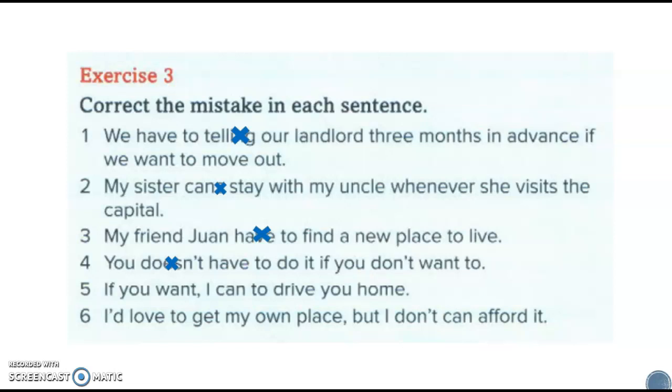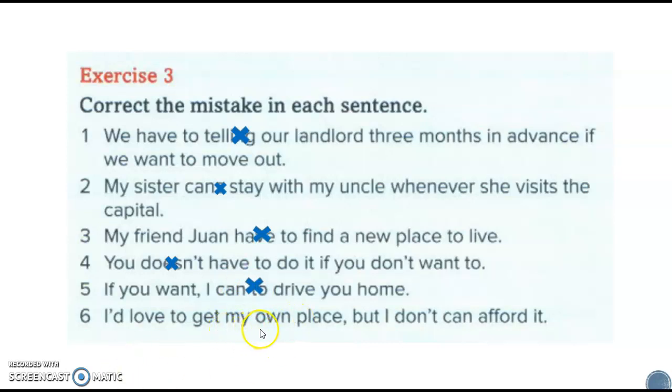If you want, I can to drive. Again, what's that? We don't use to after the modal verb can. So I say, I can drive. That's all. It's so simple.